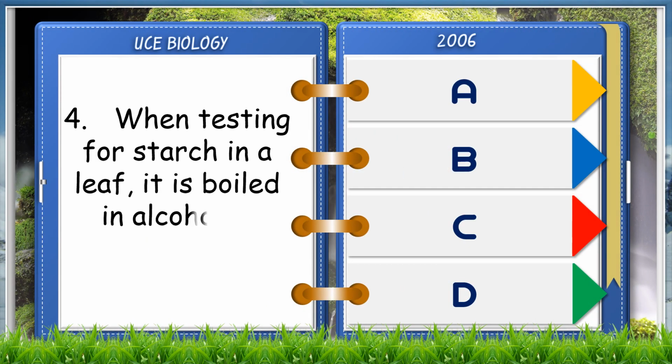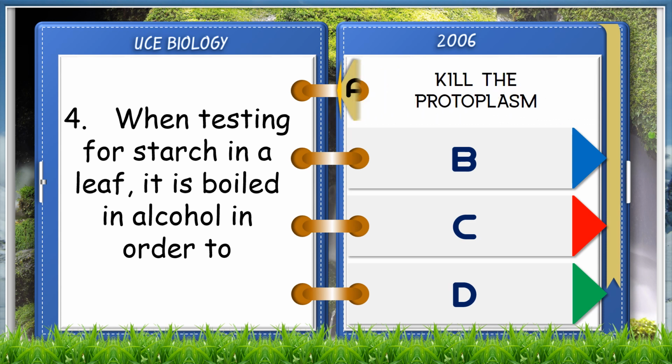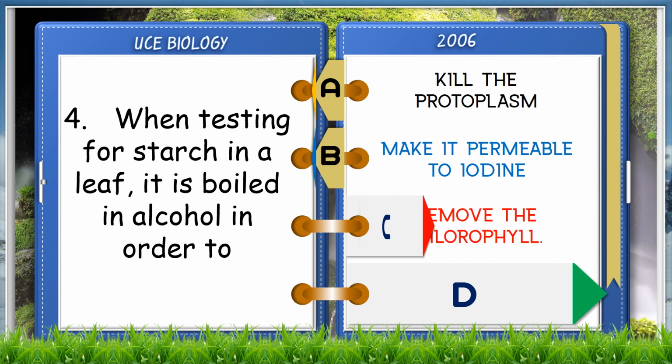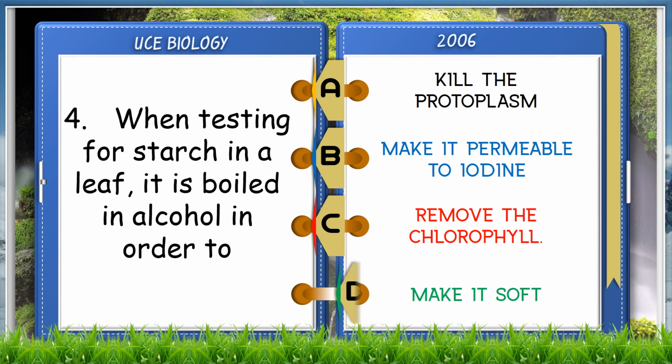When testing for starch in a leaf, it is boiled in alcohol in order to: A. Kill the protoplasm, B. Make it permeable to iodine, C. Remove the chlorophyll, D. Make it soft. The answer is C. Remove the chlorophyll.